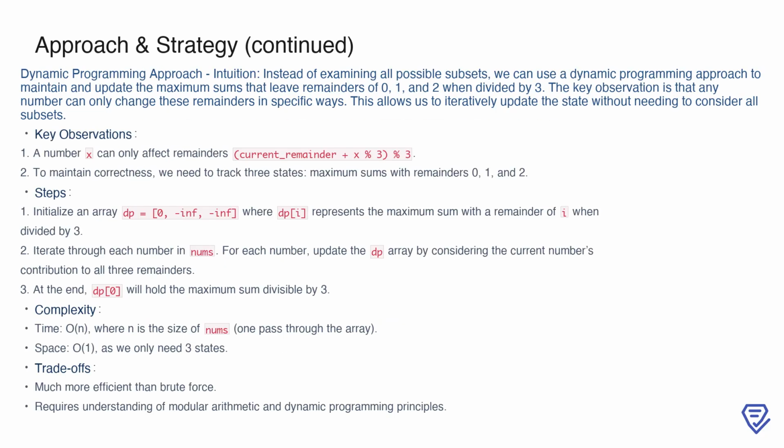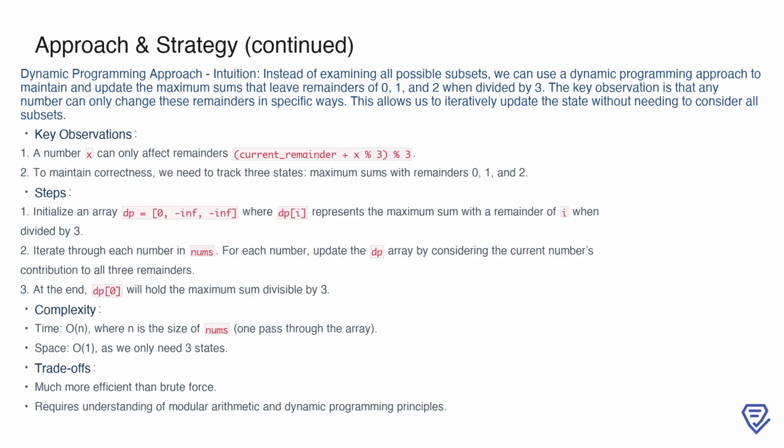Now, to overcome the inefficiency of the brute force method, we can use a dynamic programming approach. The key insight here is that we don't need to explicitly examine all subsets. Instead, we can track 3 states representing the maximum sums that leave remainders of 0, 1, and 2 when divided by 3. This is based on the observation that adding any number to a current sum only affects these remainders in specific ways. By iteratively updating these states, we can ensure all possibilities are considered without generating subsets.